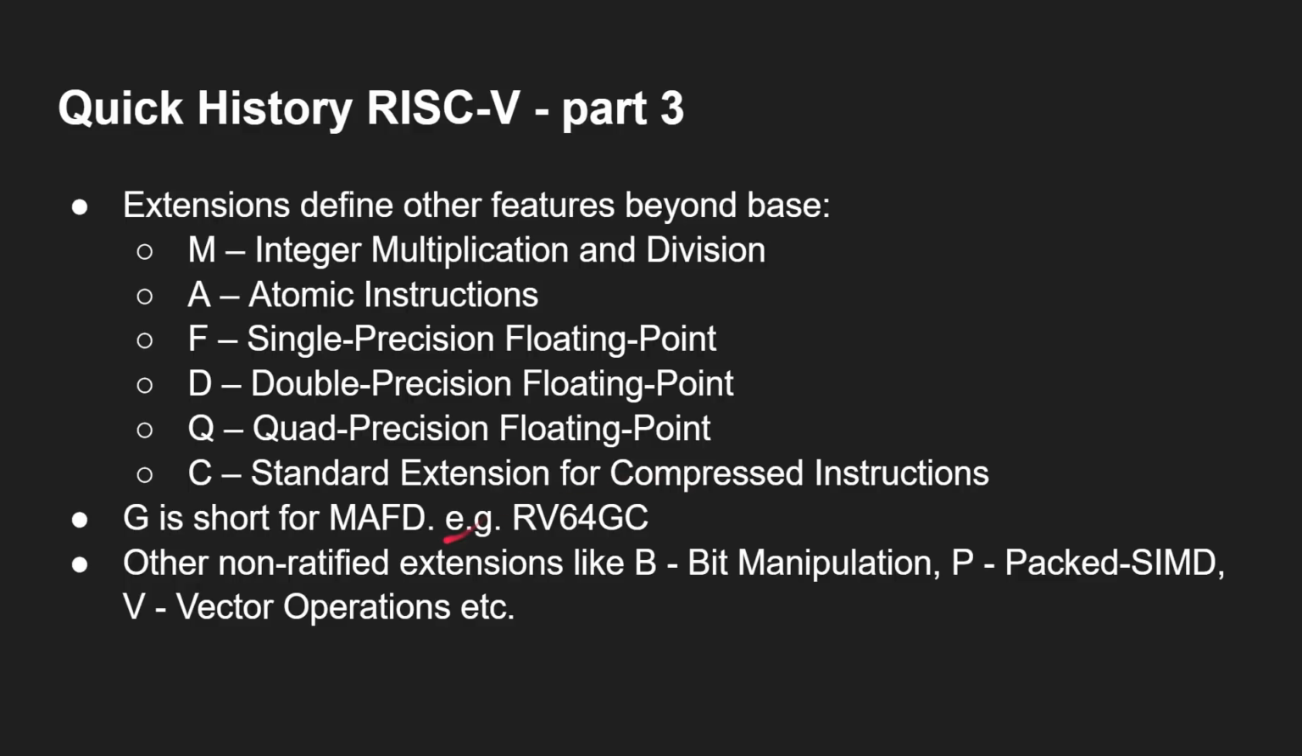And there are other non-ratified extensions like B for bit manipulation, P for packed SIMD, V for vector operations. Now, some of these are already being put into processors, even though they're not ratified, and the companies that make them know that if the ratification process goes the way they made it, that's great. If there are changes, then they will provide patches for operating systems and for compilers so that everything keeps on working.